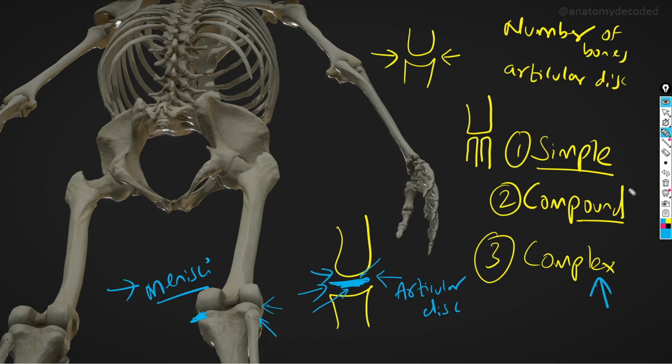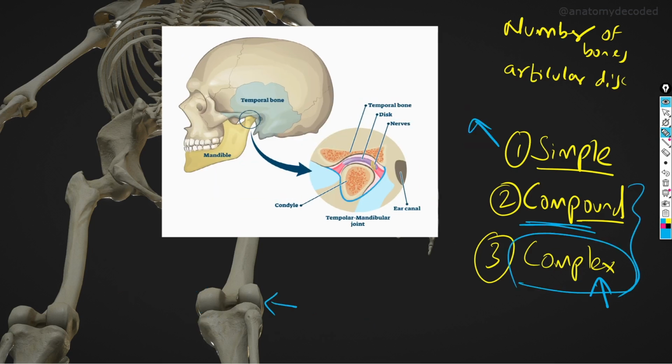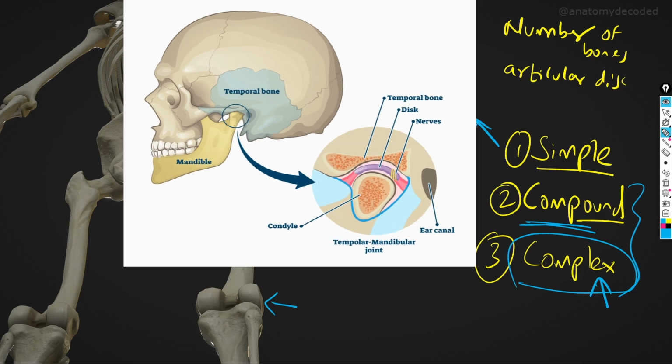So there might be a joint which is both compound and complex. And also the temporomandibular joint we learned, that also has an articular disc between the surfaces, so it is also included in complex joints. So two examples of complex you can mention: knee joint and TM joint. Temporomandibular joint is abbreviated as TM joint. Okay, is it clear?